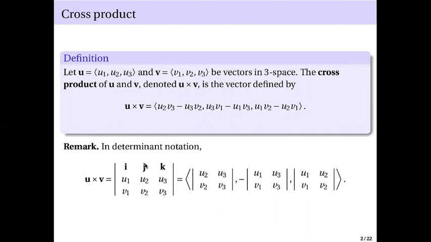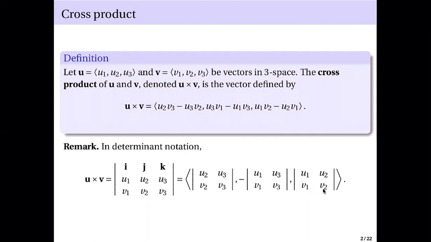So if you calculate this determinant, you will obtain this guy here. On the first component, you just have the determinant of u2, u3, v2, v3. On the second component, you have minus the determinant of u1, u3, v1, v3. While on the third component, you have the determinant of u1, u2, v1, v2.